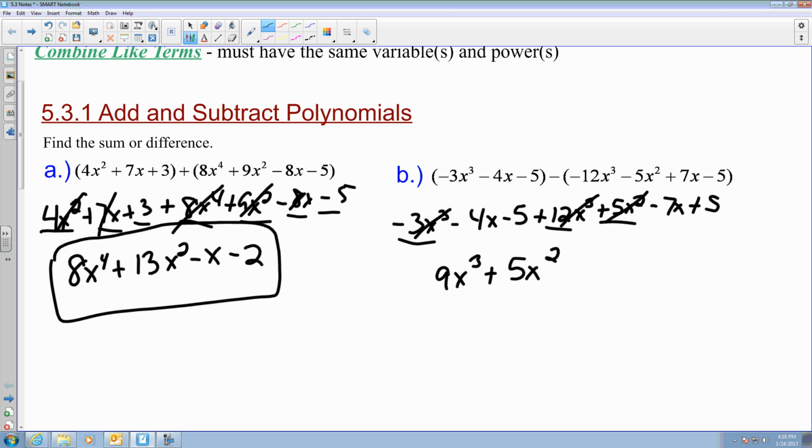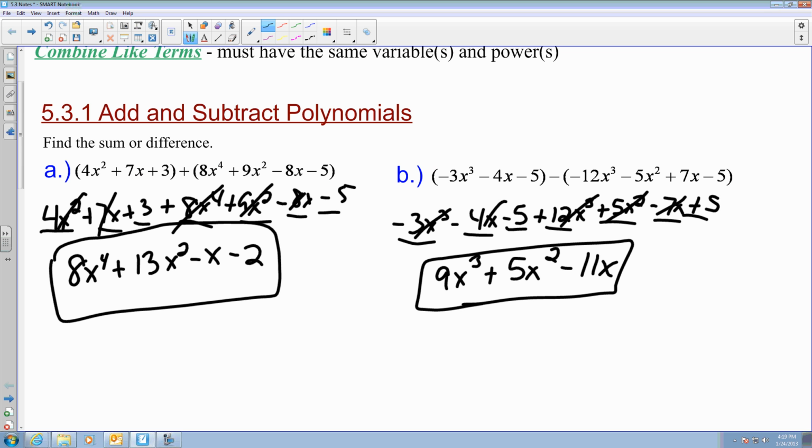I have x here, and I also have x here, so that leaves me with minus 11x. Cross that out, and now I got negative 5 plus a 5, that gives me 0, so I'm just going to leave it as this, as my simplified difference of my polynomial.